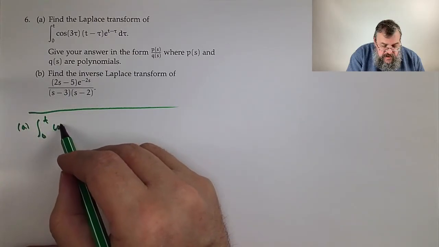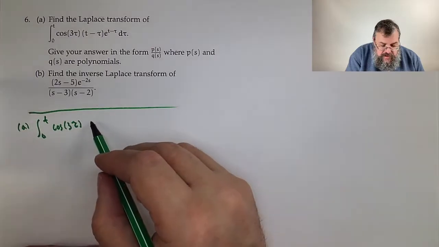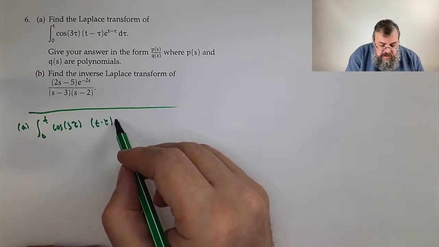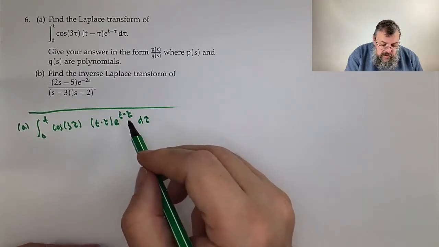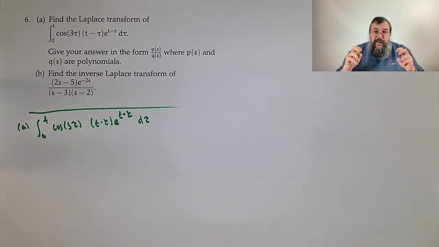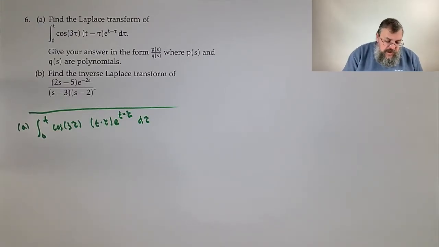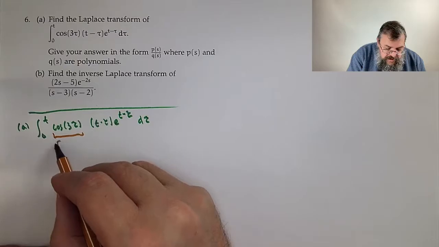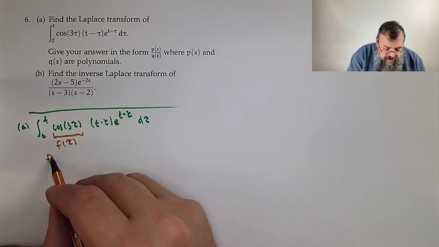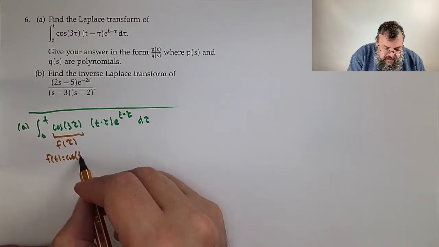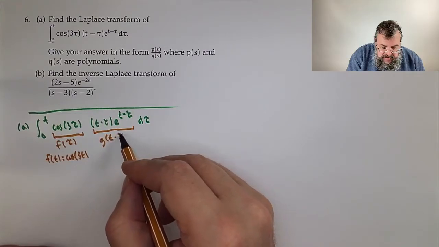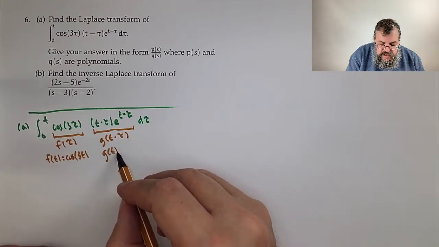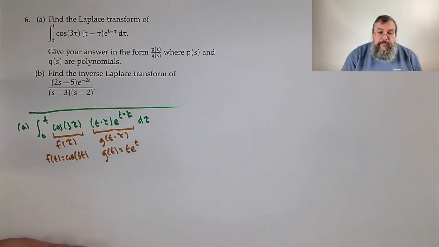So what we're looking for is we're taking our convolution, and we're just trying to figure out what our parts are. So cosine 3 tau, and then we have our (t minus tau) e to the (t minus tau). Well, what's our f of tau? What's our g of t minus tau? And it's not so hard to see. This part right here is our f of tau. In particular, we can think of f of t as cosine of 3t. Here, this is our g of t minus tau. So our function g looks like t e to the t.